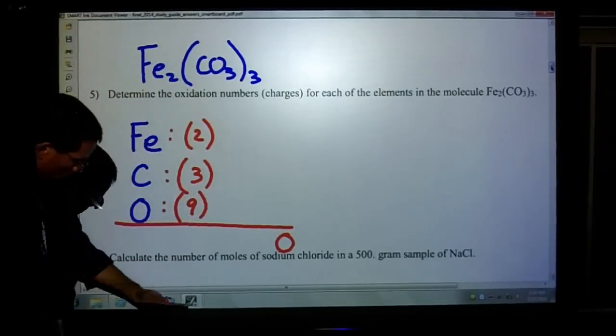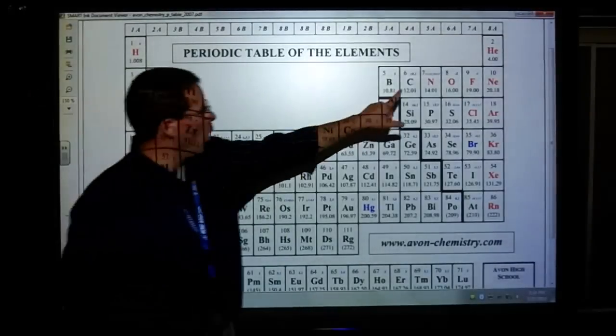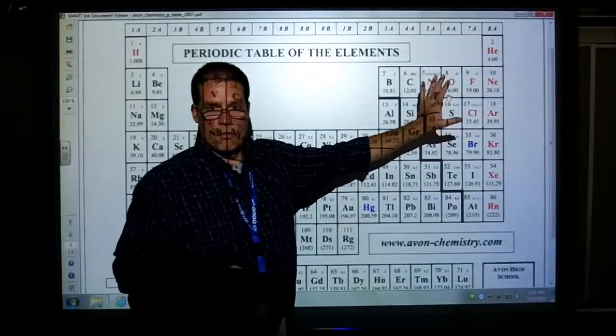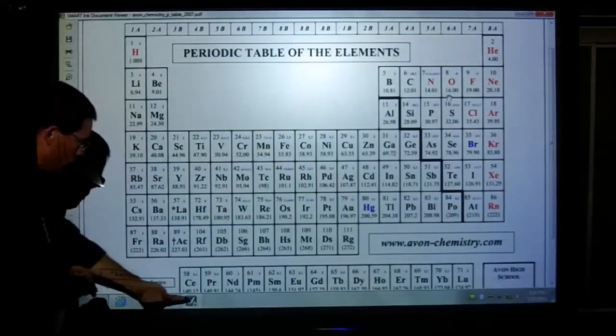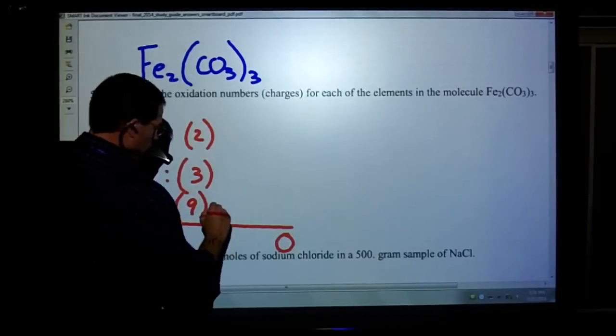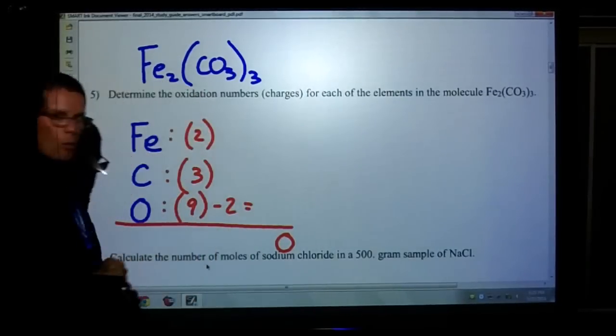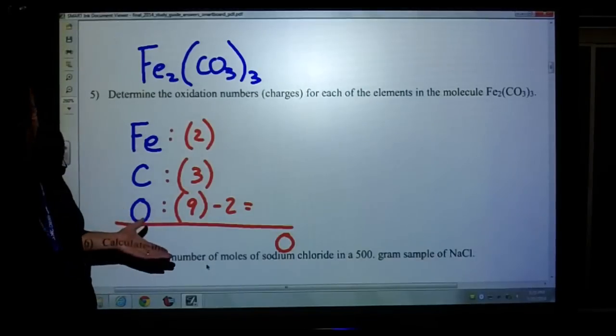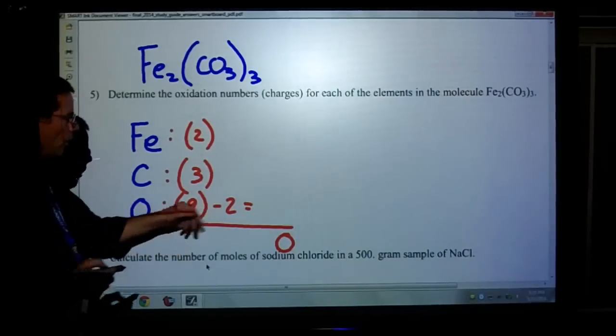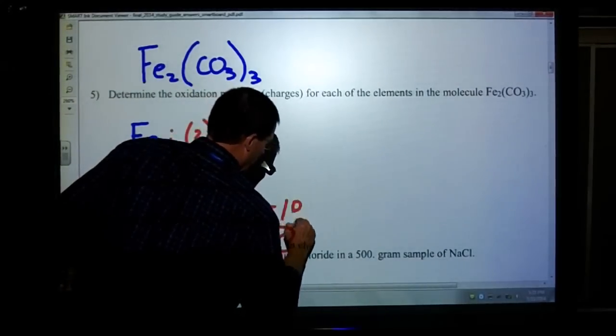We know from the periodic table that oxygen always has a -2 charge. So we can always start with oxygen, which is kind of cool. Let's find out what the total charge exhibited by all the oxygens happens to be. So 9 times -2 is -18.